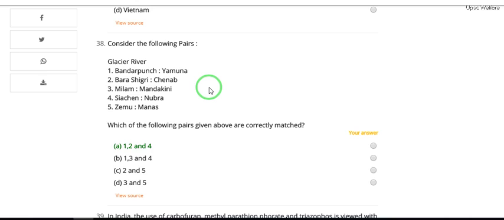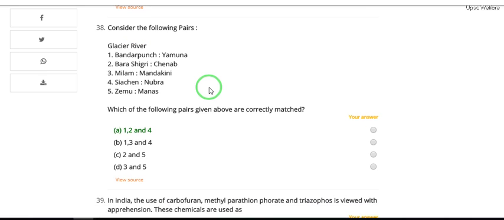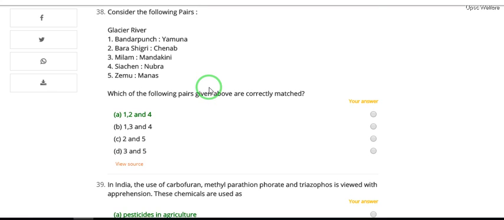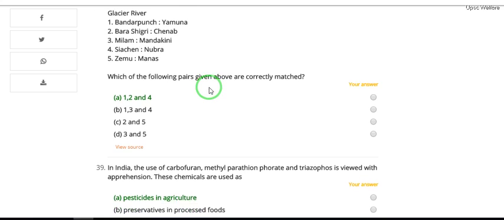Now see, which one of the following is the correct Glacier River pair? So first is, of course, Bandarpunch and Yamuna, which is correct. Second one is Bara Shigri and Chenab, and fourth is going to be, of course, Siachen and Nubra. So these are going to be correct. Otherwise, Milam and Mandakini is going to be wrong, and Zemu and Manas is wrong. So we will go for 1, 2, 4 as the correct answer.